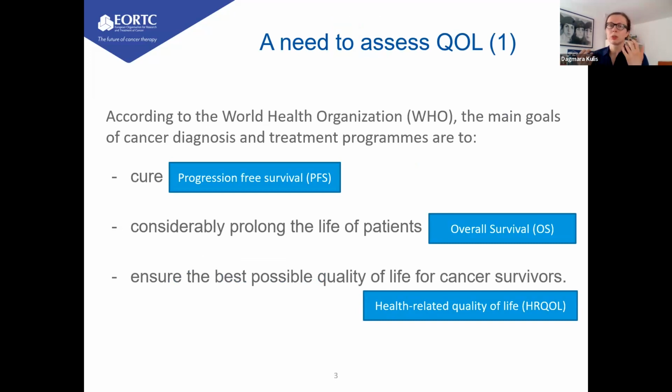So according to the World Health Organization, there are 3 main goals for cancer diagnosis and treatment programs. So we can measure the progression-free survival, which indicates the curative intent of the treatment. We can think about considerably prolonging the life, which then leads us to focusing on overall survival. And then we have the goal of ensuring the best possible quality of life. And that means measuring the health-related quality of life, so the HRQOL in patients.